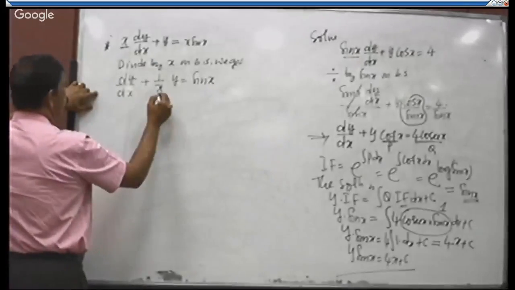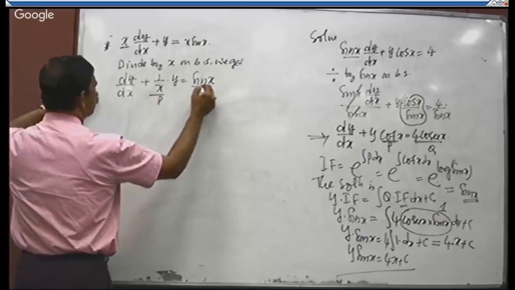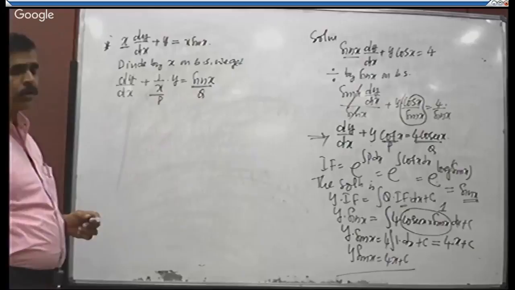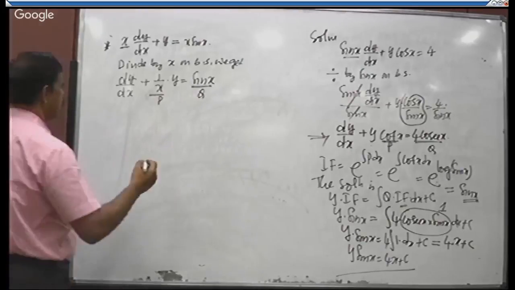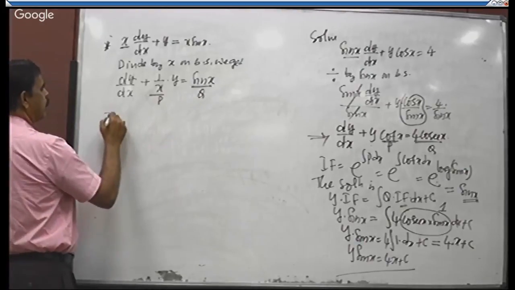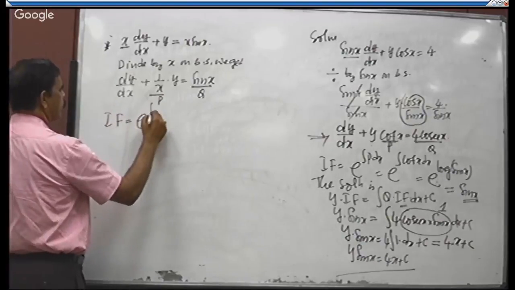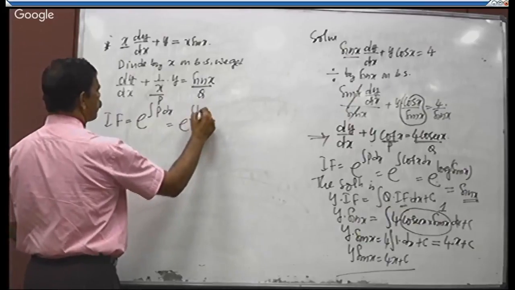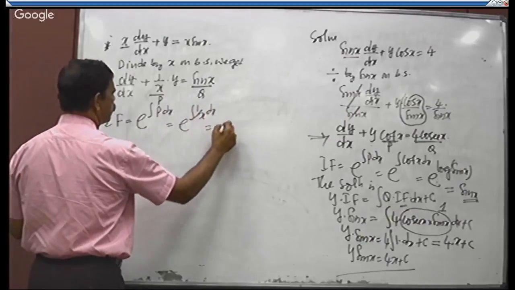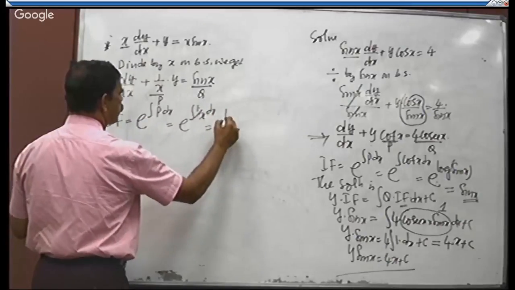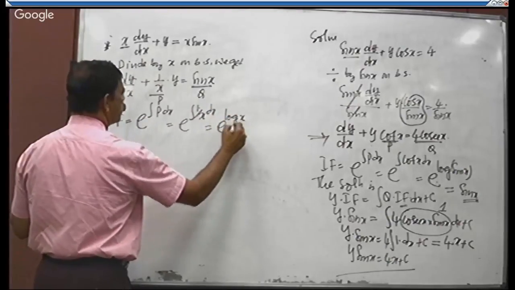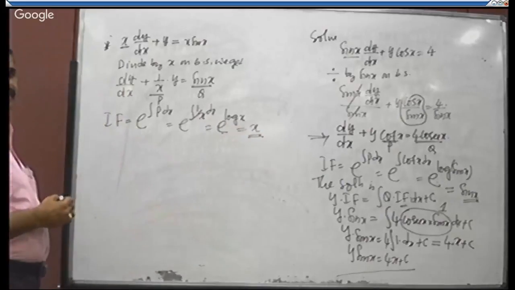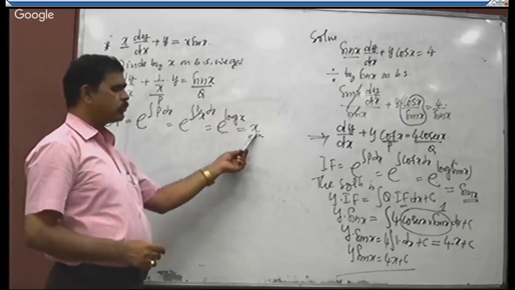Compare this with standard form. This is P, correct? This is Q. What is P? P is 1 by x. What is Q? Q is sin x. Then get the integrating factor. Integrating factor is what? e to the power of integration of P dx, or it is integration of, what is P? 1 by x. That is equal to e to the power of, integration of 1 by x is log x. So e log cancels, you will have only x. So the integrating factor we got is x only.